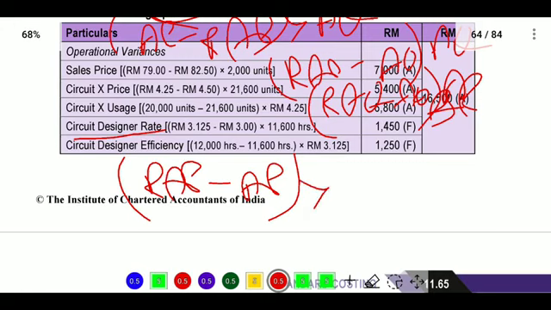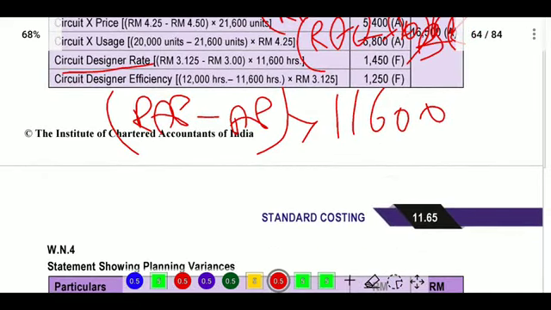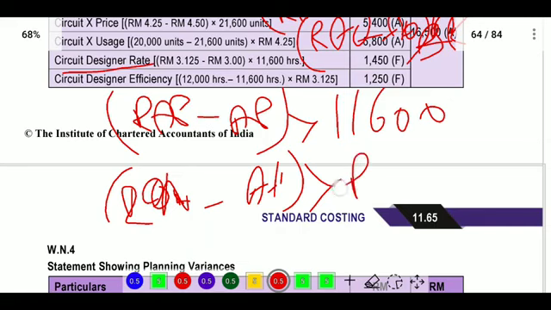Which quantity will we take? Quantity means hours; for labor it means hours. Which one will we take? 11,600, but budgeted we have 12,000 hours. Next, circuit design difference in hours. So we have revised actual quantity, 12,000, and 11,600 will be the actual hours we take, into price. Which price will we take? Revised actual price we will take.